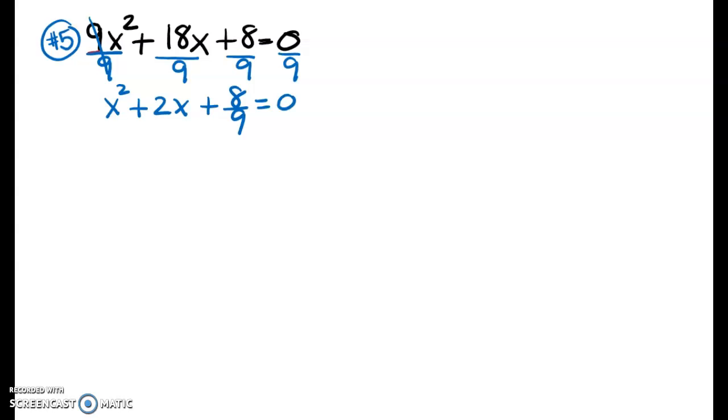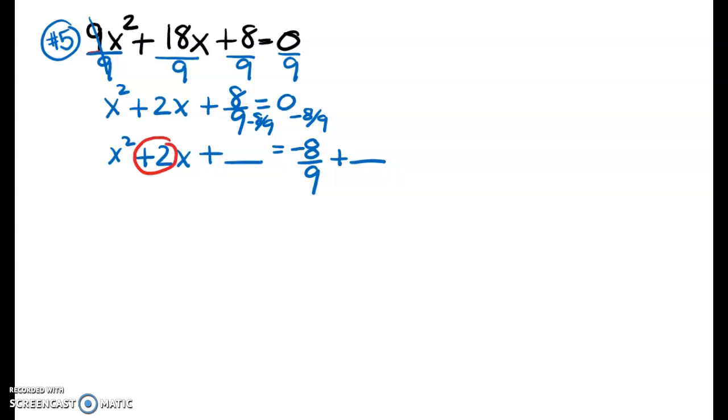So now it looks like the last four problems I did as examples in the last video. So what I'm going to do is keep my x terms on one side and add a blank. And I need to move 8/9 to the other side, so I'm going to subtract it from both sides of my equation to get a negative 8/9. And remember, I put a blank on both sides.